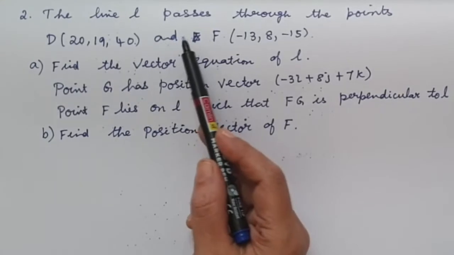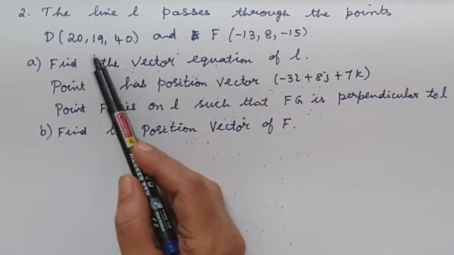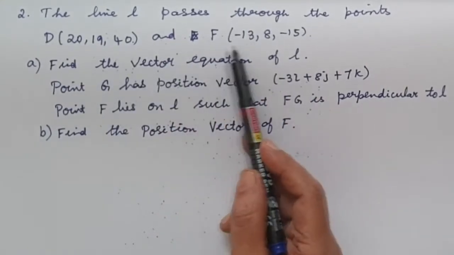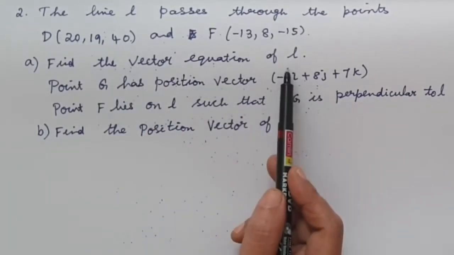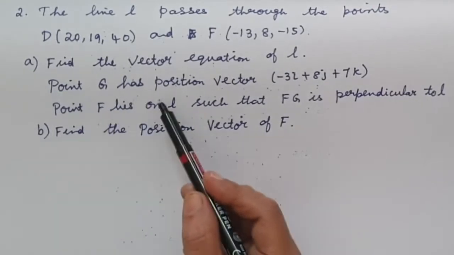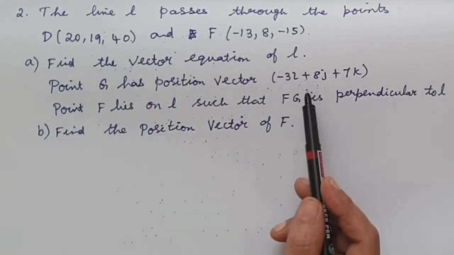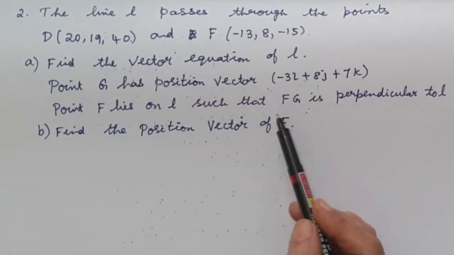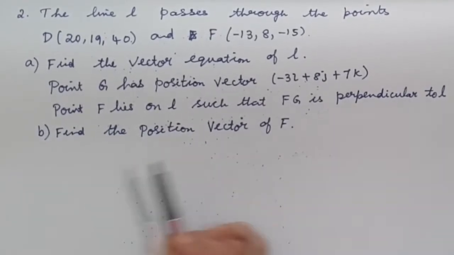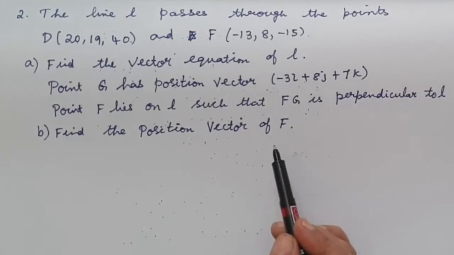Second question, the line L passes through the points D (20, 19, 40) and F (-13, 8, -15). Find the vector equation of line L. Point G has position vector minus 3i plus 8j plus 7k. Point F lies on L such that FG is perpendicular to L. Find the position vector of F.